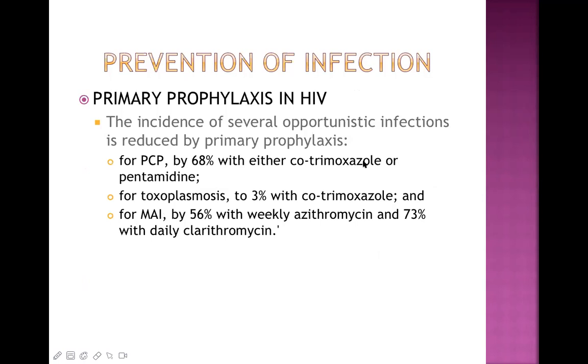Now, how to provide primary prophylaxis in case of HIV? There are so many opportunistic infections which can occur in HIV, like Pneumocystis carinii pneumonia, and that can be prevented by cotrimoxazole or pentamidine. For toxoplasmosis, we can go for cotrimoxazole again, and for Mycobacterium avium intracellulare, we have to go for azithromycin or clarithromycin.